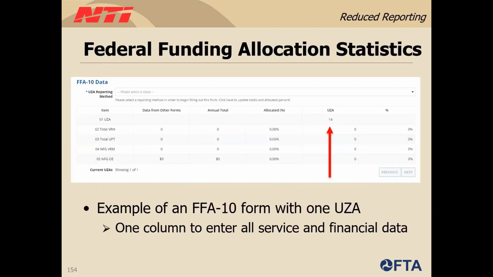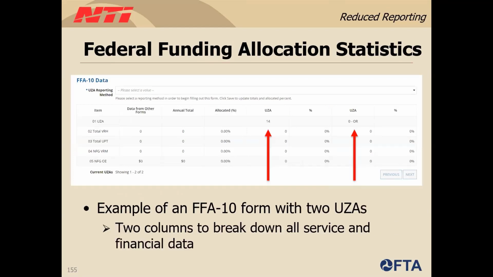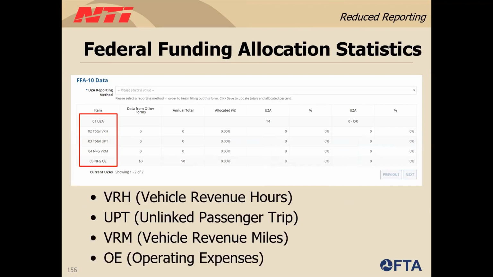Here, you will see an example of an FFA-10 form with only one UZA. There is one column to enter all of the data. And here's an example of an FFA-10 form with two UZAs. There will be two columns for you to allocate your data between the UZAs. You will see on the left side of the form each data point that you will report: vehicle revenue hours, or VRH, unlinked passenger trips, UPT, vehicle revenue miles, VRM, and operating expenses, OE.